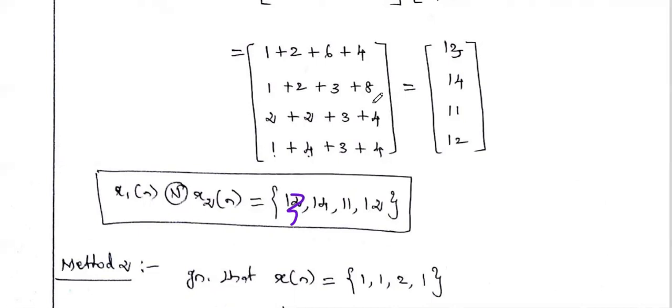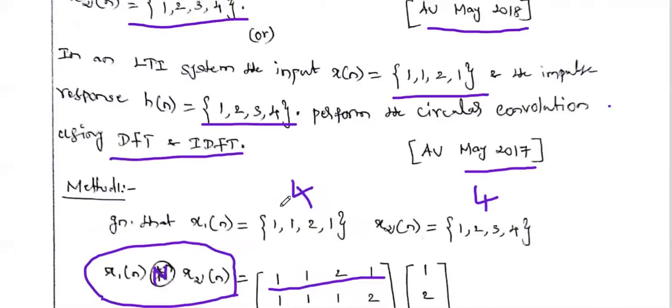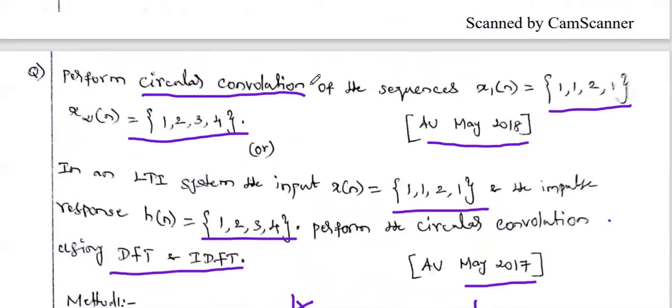Instead of this matrix multiplication method, we may use the graphical method also. In the graphical method also we get the same result. The graphical method is the concentric circle method we discussed, you know. Using that method also we will achieve the same result. So if the question is like this first question, you may solve it simply using this method.